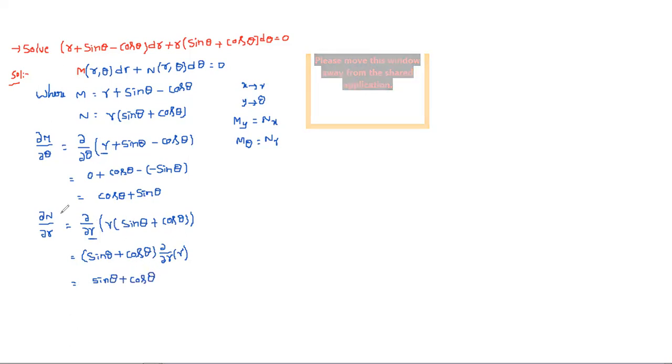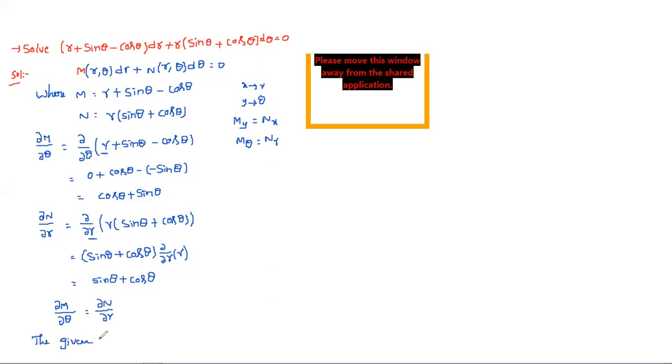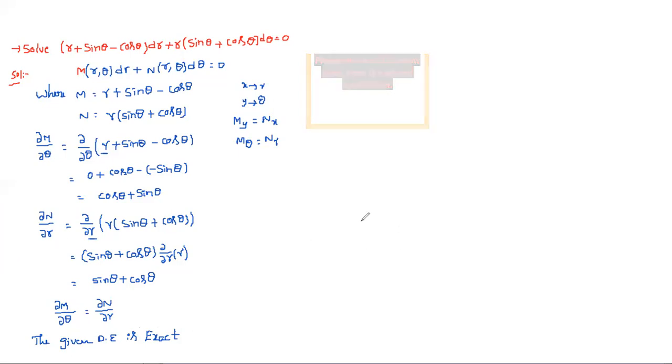Now, are they equal or not? Dou M by dou theta is equal to sine theta plus cos theta, and dou N by dou r is equal to sine theta plus cos theta. Therefore dou M by dou theta is equal to dou N by dou r. So the given differential equation is an exact differential equation. And now that it is exact, we can find the general solution for that differential equation.